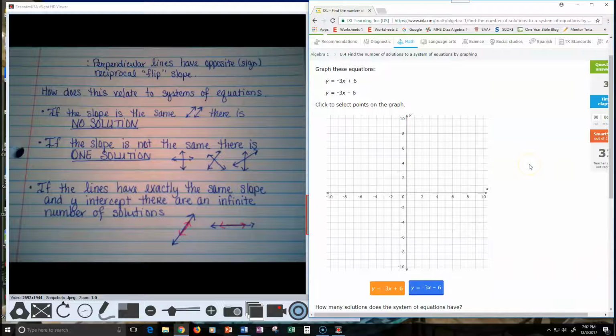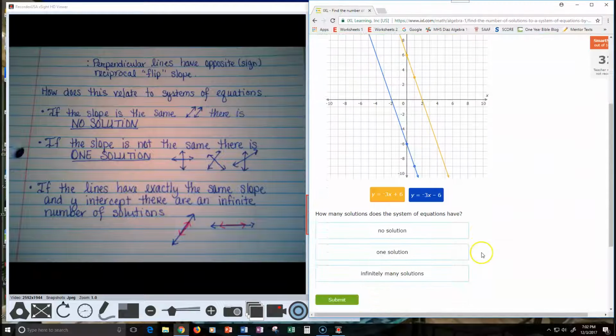Now let's look at this one. So we've got +6, but we're going to go down 3 and to the right 1. Then we are at -6, down 3, and to the right 1. And again, these are parallel lines. Look at their slope. They're exactly the same. So we would say this has no solution.